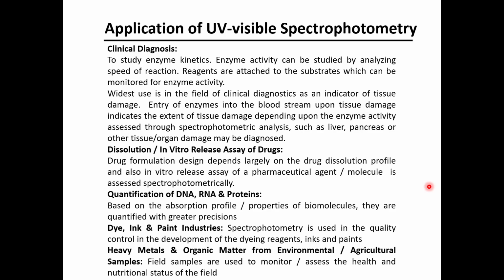Dye and paint industry: spectrophotometry is used in the quality control and the development of dyeing reagents and paints. It is also used for heavy metal and other toxicity analysis and for organic matter from environmental and agricultural samples. So these field samples are also used to monitor or assess health and other nutritional concerns.